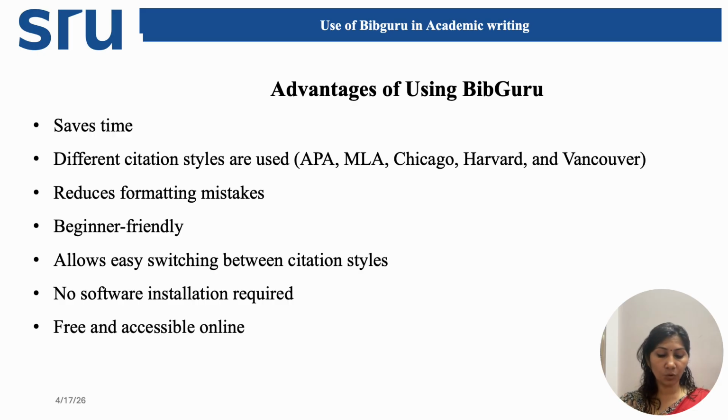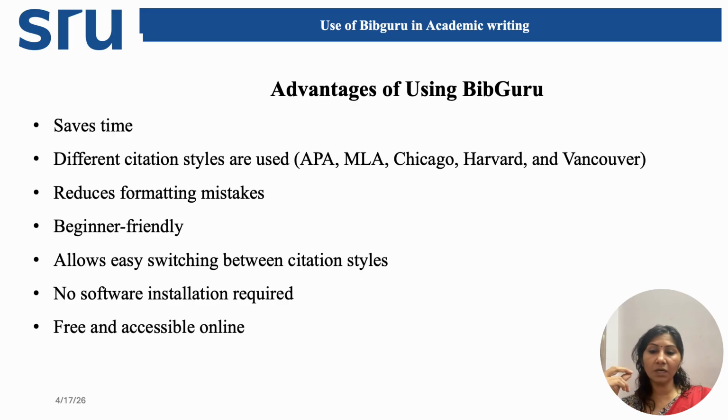There are several advantages of using BIBGURU in academic writing. It significantly saves time by automating the citation process and supports a wide range of citation styles, which include APA, MLA, Chicago, Harvard, Vancouver. It reduces the formatting errors which are common in manual referencing and is especially helpful for beginners who are unfamiliar with citation rules. Additionally, it allows easy switching between citation styles.